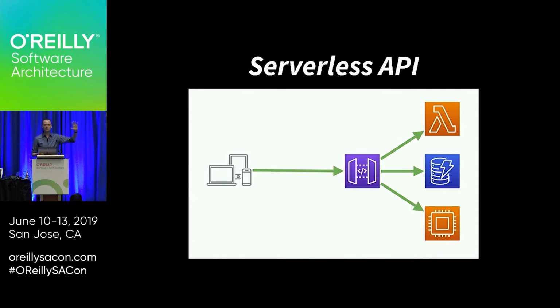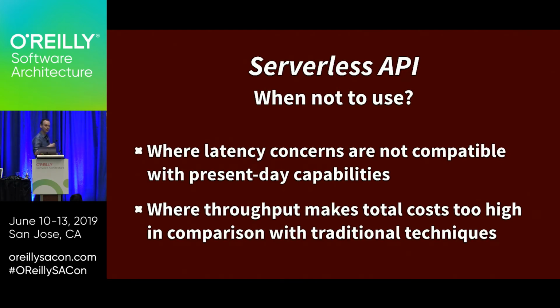So when wouldn't you use this pattern at all? As I said before, it is important when we're talking about patterns to think about when not to use it, just as much as when to use them in the first place. So where would we not use this? First of all, if latency concerns are not compatible with present-day capabilities, then don't use this. I used to work in high-frequency trading about 7 years ago, and I cared about 4 nines sub 5 milliseconds, right? If I had 4 nines sub 5 milliseconds, I probably wouldn't use this technique. So for extremely low latency requirements, you wouldn't want to do this.